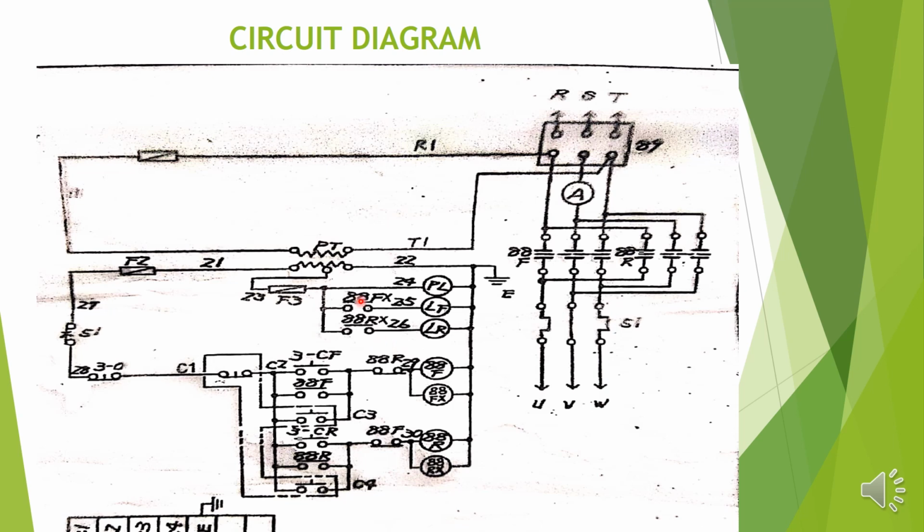So what is the 88FX? Once 88F energizes, at the same time the 88FX auxiliary contact will get energized, and when 88FX energizes, its contact gets closed and it will indicate that the motor is running in the forward direction. Okay, so our aim is to energize 88F first and then 88FX. Okay, how will this energize?